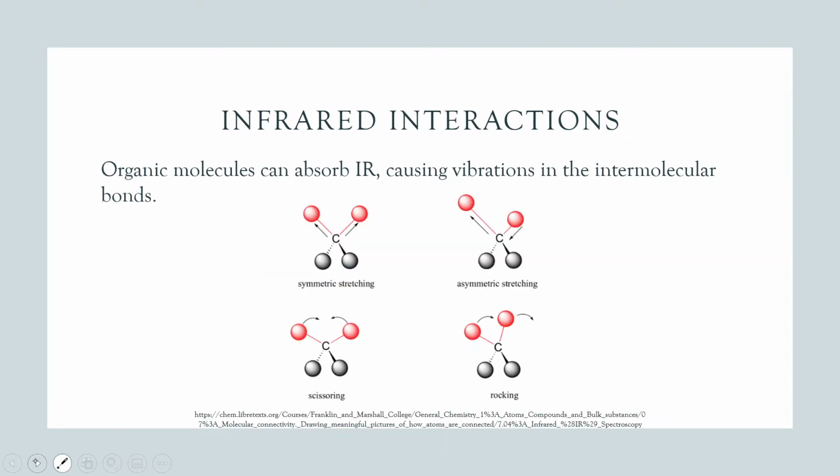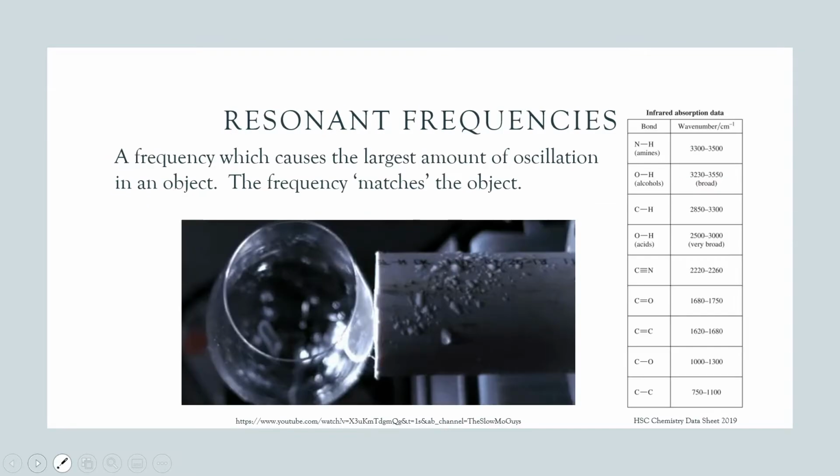Sometimes we see that as stretching, a stretching action. This could be what we call symmetric or asymmetric. We may also see bending of the bond, so either a scissoring motion or a rocking motion. Distinguishing between these is not something that we really need to focus on in the course, but I did want to highlight that the bonds can vibrate and interact and behave with this IR light in a variety of different ways. So not all bonds will actually interact with all wavelengths of infrared light.